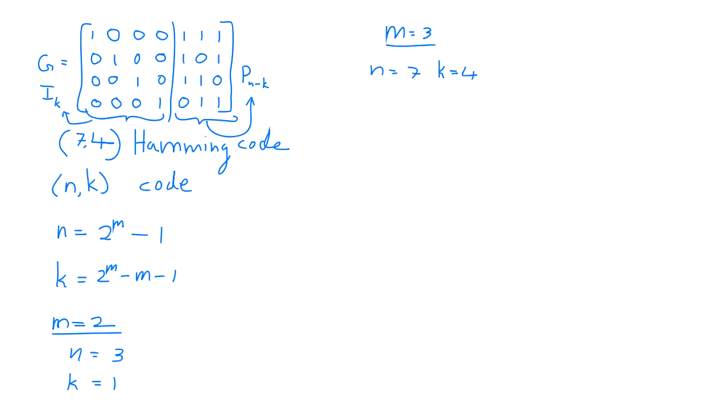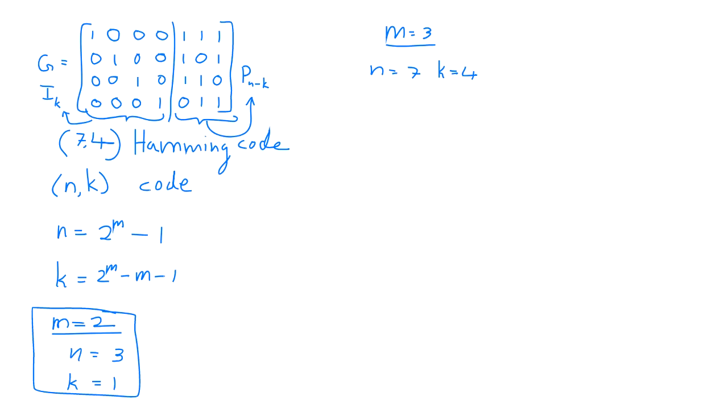The identity matrix is very straightforward. We just have to have ones along the diagonal, everything else is 0. But the parity matrix, we want to choose them in a specific way. So to illustrate that, I'm going to choose a different value today, that is the 3-1 Hamming code for m equal to 2.